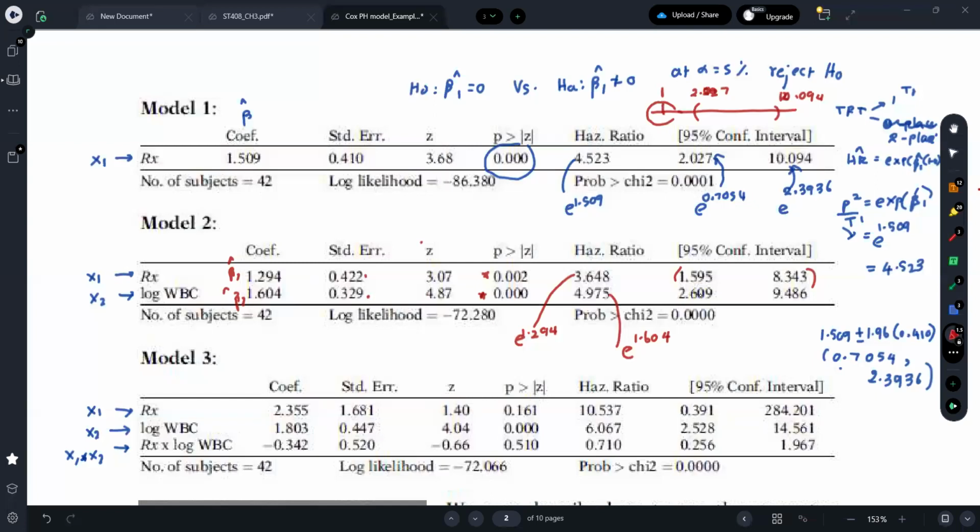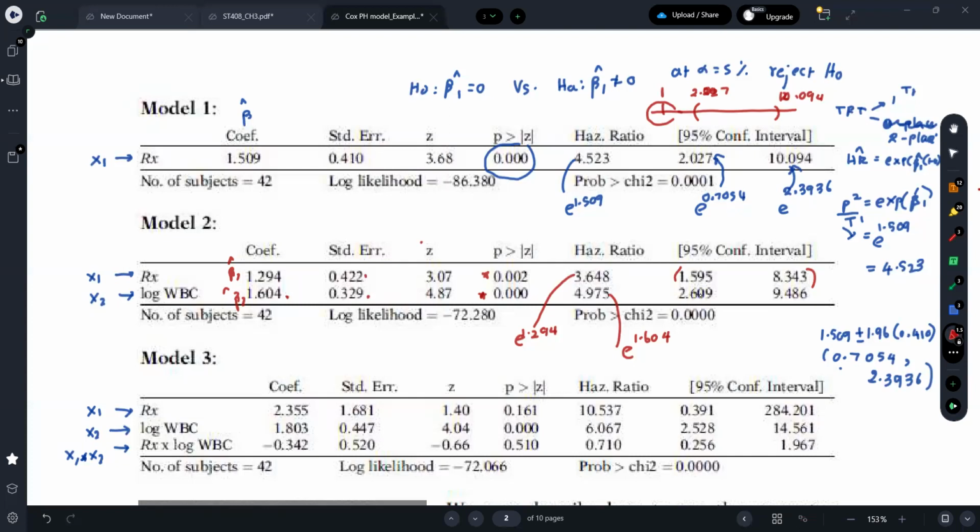That is with the reference 1 to 0, right? Usually with the numerical examples, we can't just use this 4.975, right? Because you have to multiply the coefficient with whatever the log WBC value of that patient is. So usually it's not easy to explain 4.975 for a continuous variable only, right? But if you compare two patients with two different log WBC values, you can get a proper hazard ratio, okay?